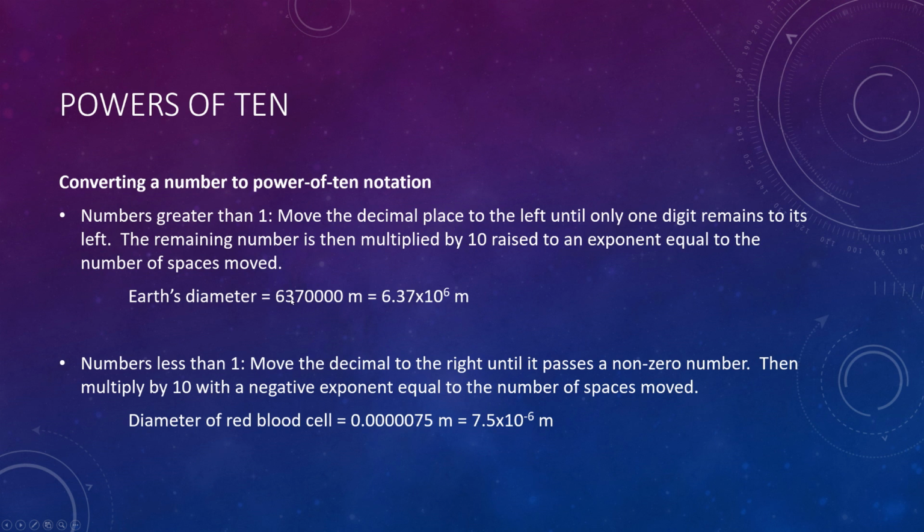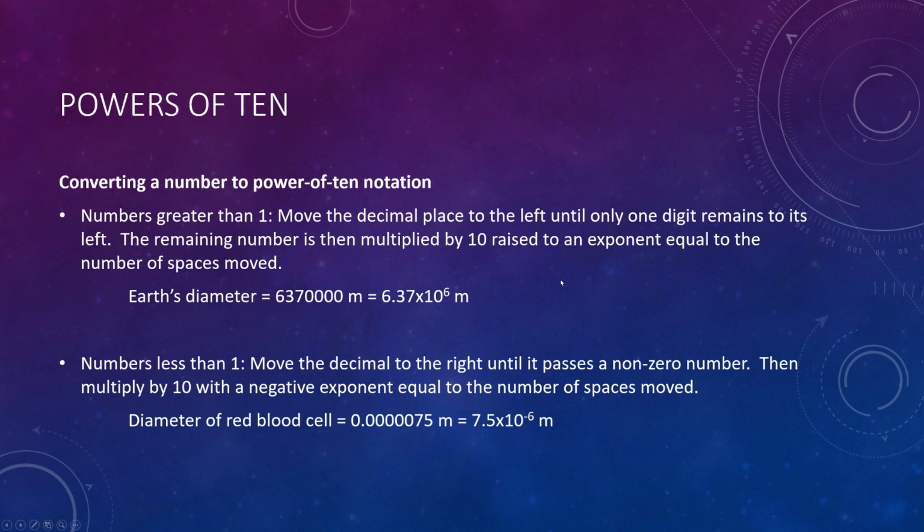So I move my decimal place to the left 6 times. The remaining number is then multiplied by 10, so you see that here, and raised to the exponent equal to the number of spaces moved. So I moved my decimal place in between the 6 and the 3, so it's right here. We then multiply it by 10 and raise it to the power of 6 because I moved 6 times. So that number is the same as that number.